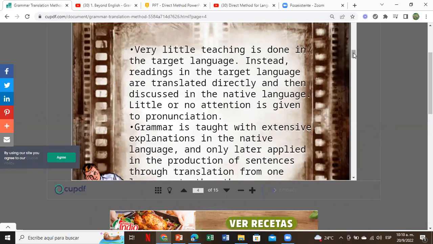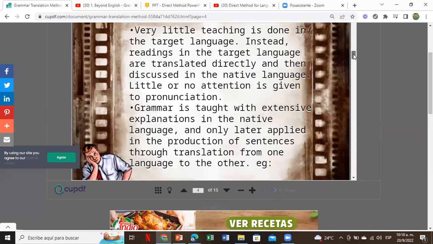Little or no attention is given to pronunciation. This is control of error. Grammar translation is one of the methods that, if you want to use it, involves control of error. For example, yesterday I had the opportunity to see one of my teachers in my academy, and they had all the students read a paragraph, and some of them made pronunciation mistakes. At the end, the teacher guided them on how to pronounce correctly. This is correct.